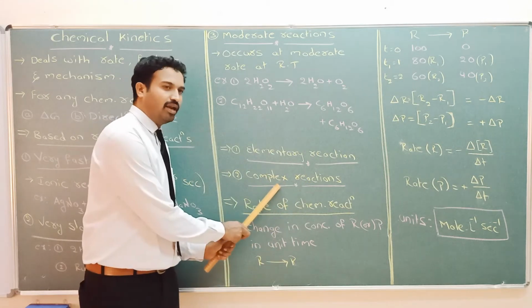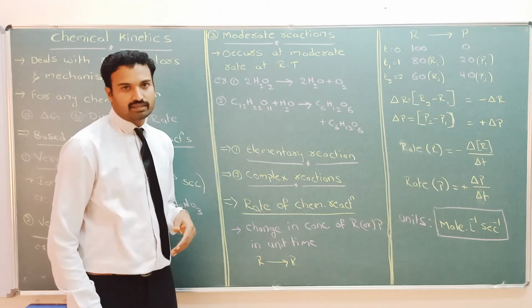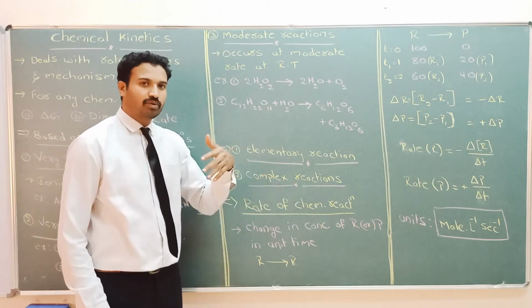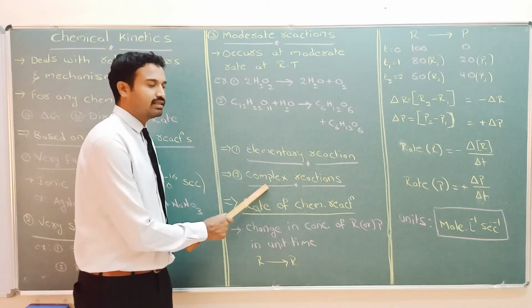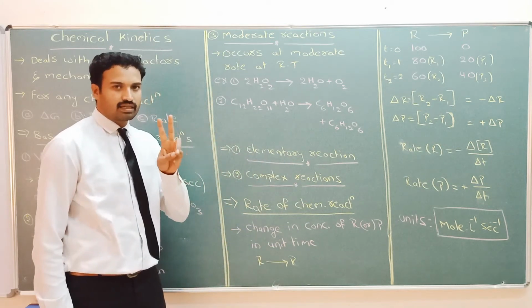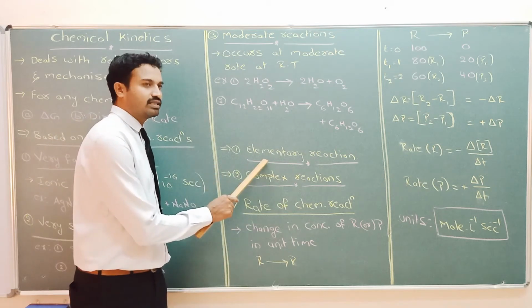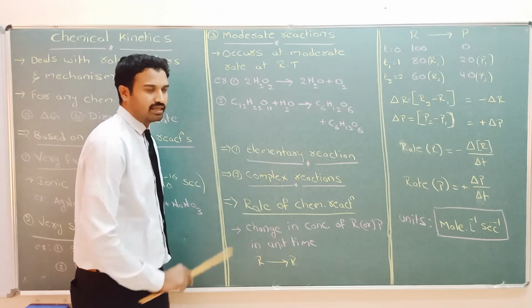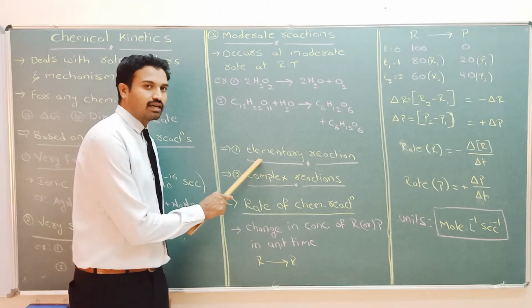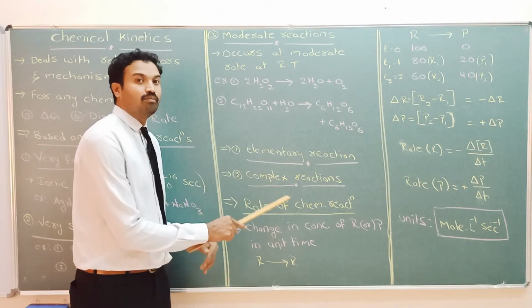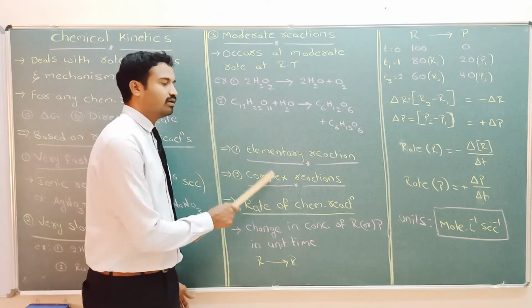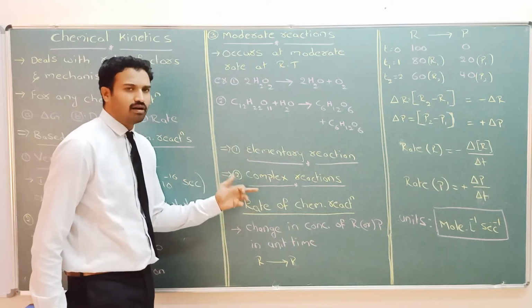In a complex reaction, side reactions will take place. Instead of the product, the byproduct will react again and give one more product. So reactions are classified into two types: elementary reactions and complex reactions. Elementary reactions are nothing but single step reactions. Complex reaction means multiple step reaction. This is the definition of elementary reaction and complex reaction.